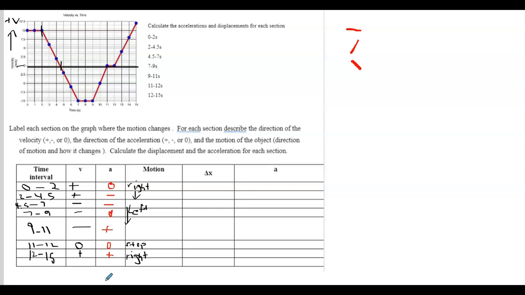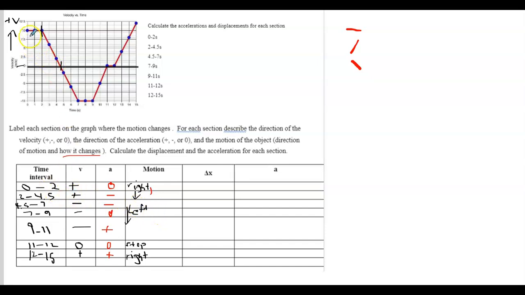So now the idea is we need to look at these combinations of velocities and accelerations and determine how the motion is changing. So we determined the direction of motion, that was right, left, or stopped. And now how it's changing is what I'm going to write to the right of these right, left, stopped ideas. So I'll put a comma.